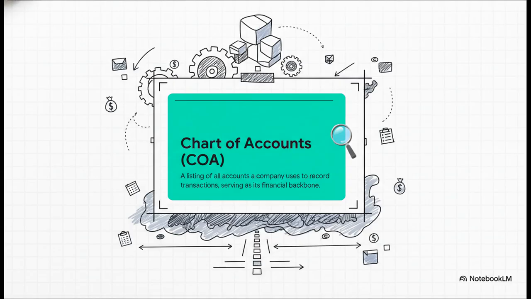So the solution to all that chaos is the chart of accounts, or what we call the COA. Now this is not just some simple list. Think of it as the essential architectural blueprint for a company's entire financial world. Every single transaction, whether it's buying a $1 pen or a billion-dollar company, gets categorized right here. It's the master index that brings order to that financial storm, and it allows us to build the reports that managers, investors, and banks all rely on to actually understand what's going on.